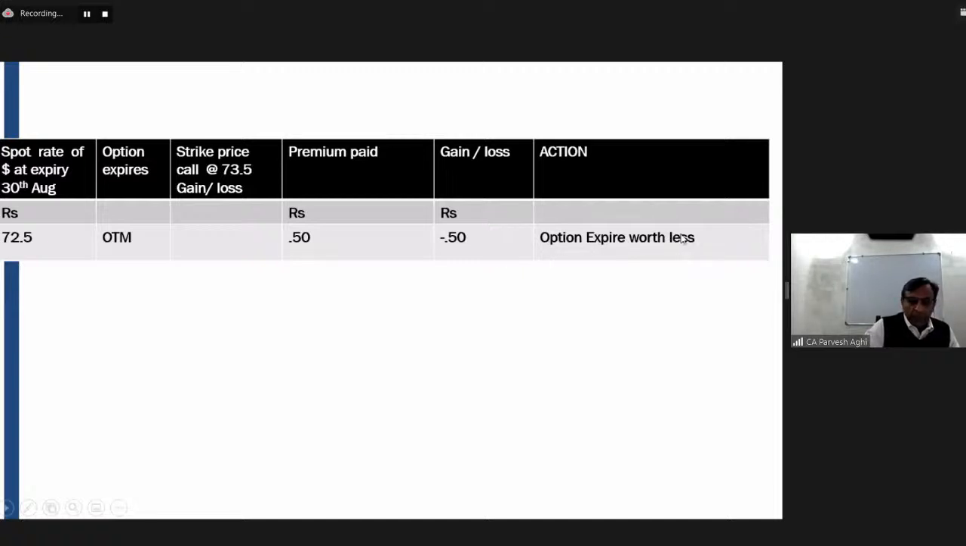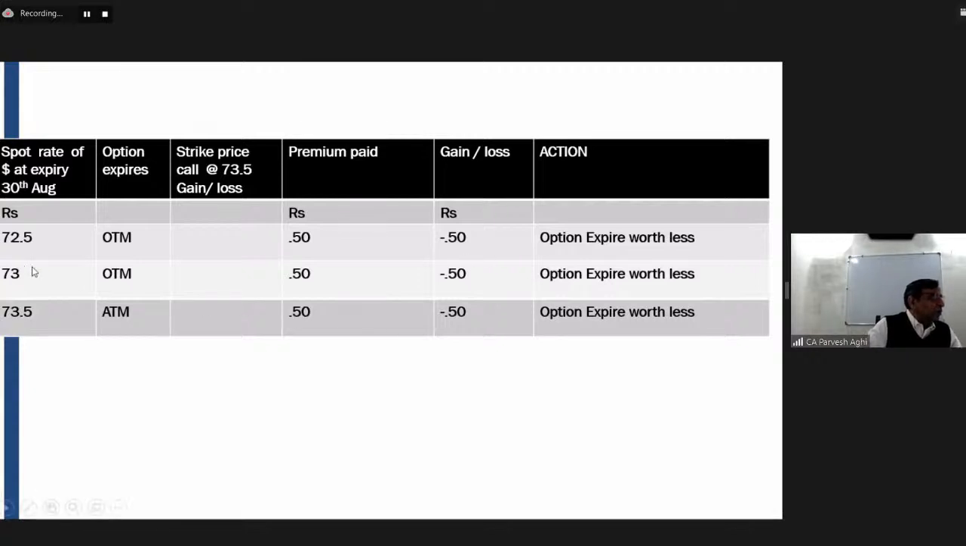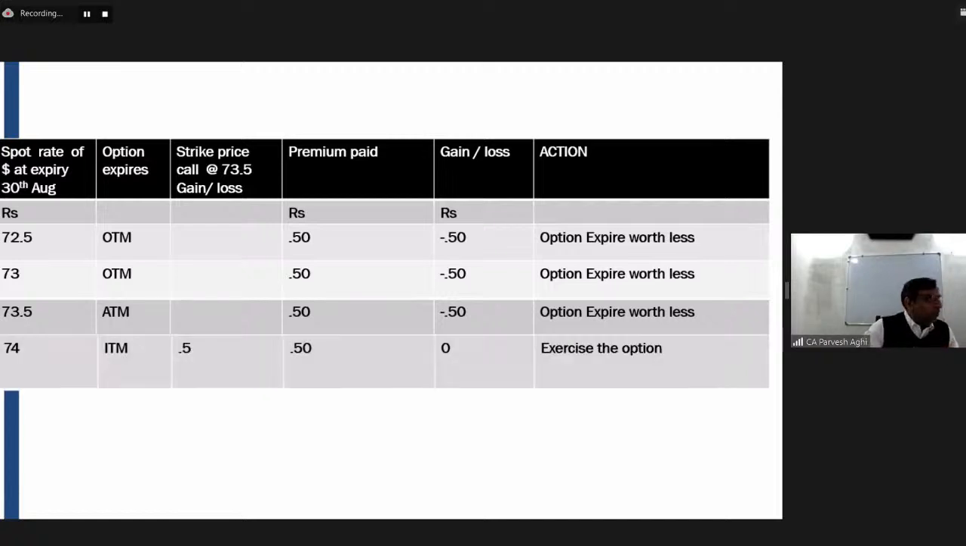Now suppose it goes to 73.5. It is at the money, but still you are not going to exercise your right. In all cases, you're going to lose the premium. Up to this point, you're going to lose your premium. Here we are talking about only the option contract with respect to the stock exchange.